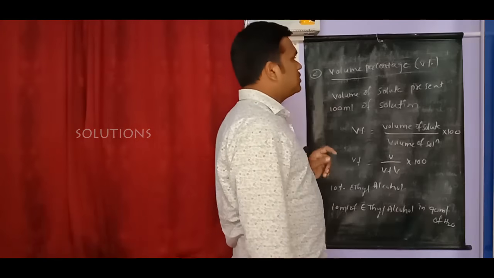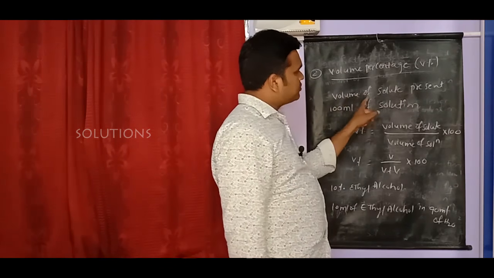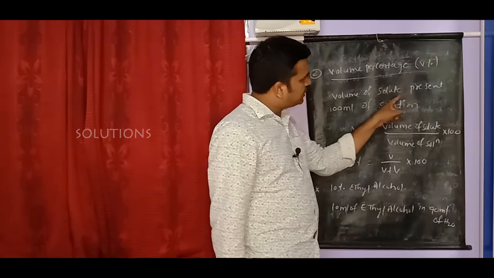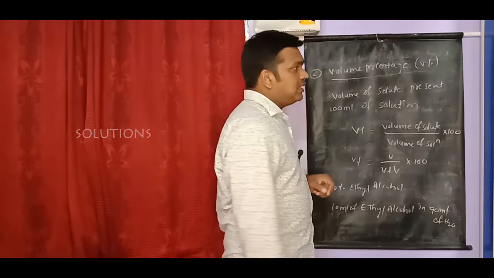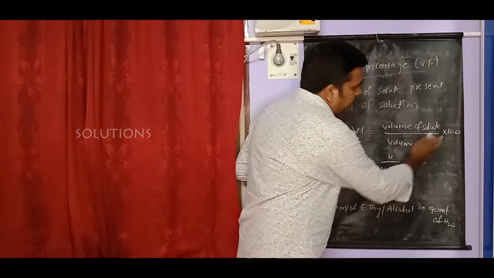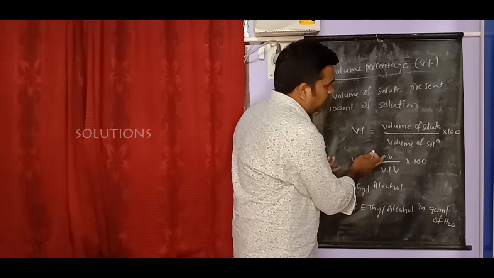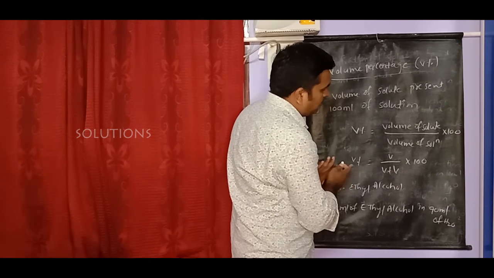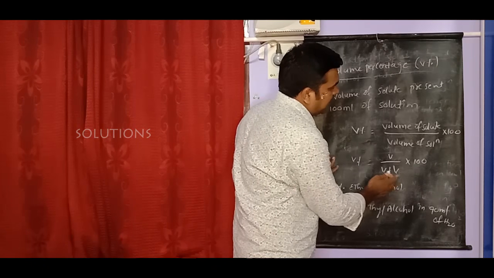So next, the second concentration term we have is volume percentage. What is volume percentage? The volume of solute present in 100 ml of the solution is called volume percentage. Let us see the formula: volume of the solute by volume of the solution into 100. You can imagine small v here as the volume of the solute, and we can write the formula like this: volume percent is equal to small v by small v plus capital V.